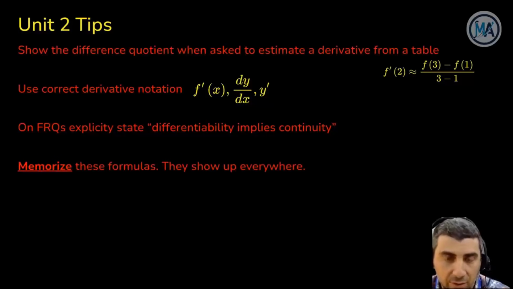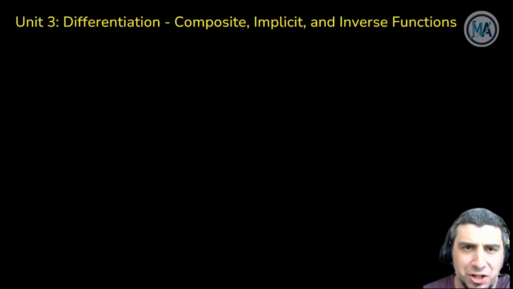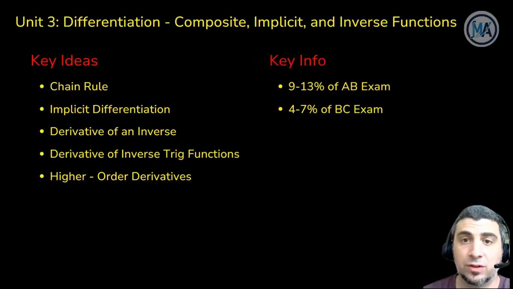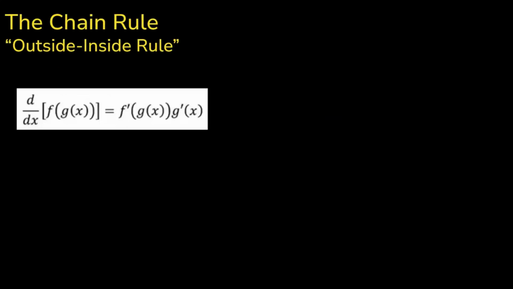All the derivative formulas you need to memorize. They show up everywhere. Unit 3's differentiation of composite, implicit, and inverse functions. The key ideas are the chain rule, implicit differentiation, derivatives of inverse functions, including inverse trig functions, as well as higher order derivatives. On the AB exam, Unit 3 takes up 9 to 13%, while on the BC it is 4 to 7%.